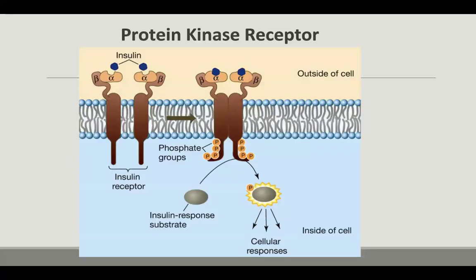So here is a protein kinase receptor. What you see here is insulin. Insulin binds to the insulin receptor. Once insulin binds to the insulin receptor here, the receptor kinase is able to autophosphorylate itself. So the phosphate group goes to any response substrate. The phosphate group attaches to the response substrate, which allows it to become activated, which causes cellular responses within the cell.